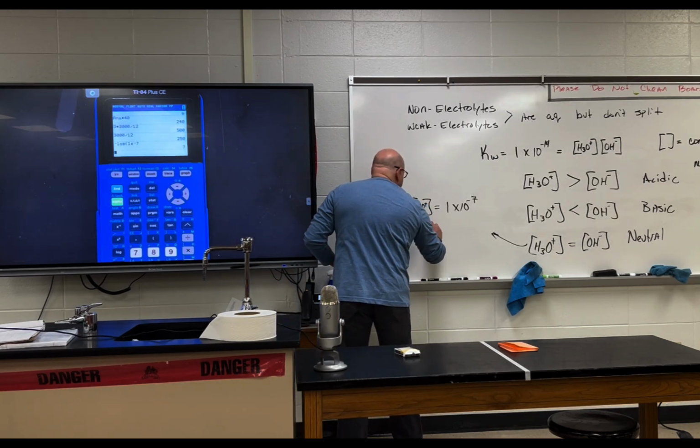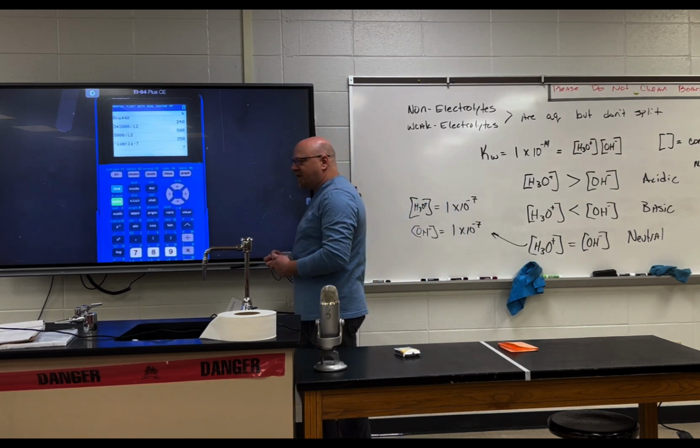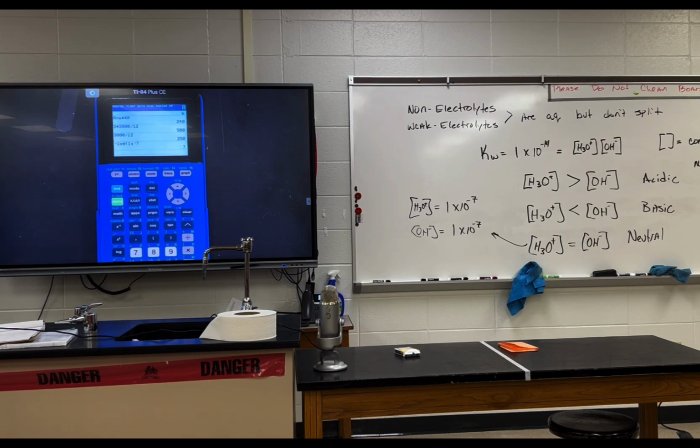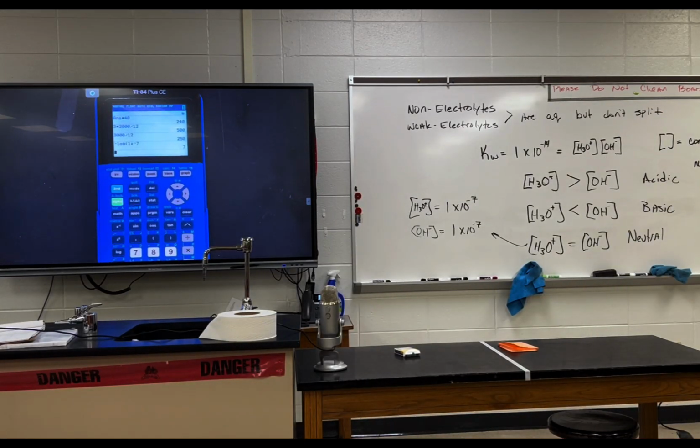My OH concentration, hydroxide ion concentration, in a neutral solution is 1 times 10 to the negative 7. Do you need to calculate out what the pOH is going to be? No, because it's the same. If it's neutral, the pH and pOH are going to be the same.